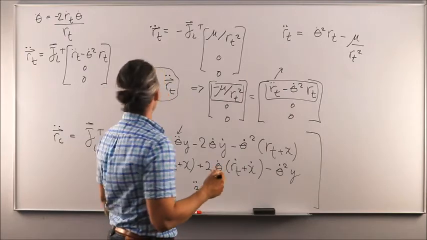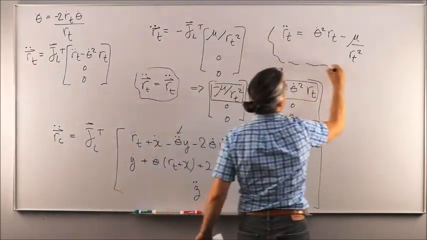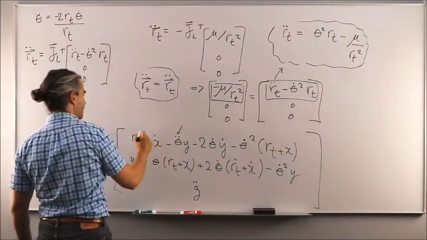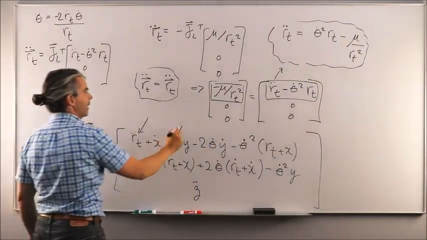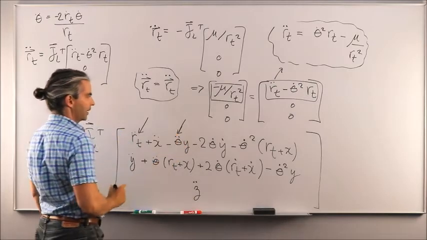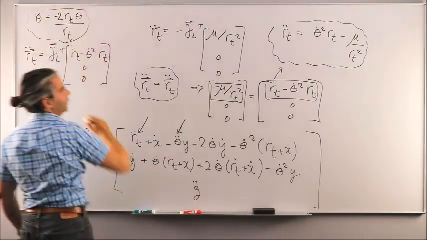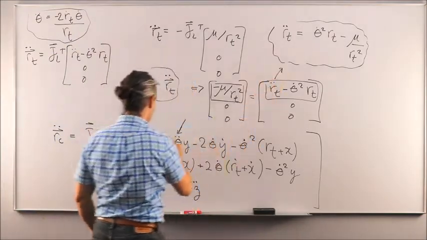And what was the objective of doing this? Well, the objective was to have an alternate expression for RT double dot and another expression for theta double dot. So I have theta double dot equal to this from before, and now I'm going to use this expression back into here.